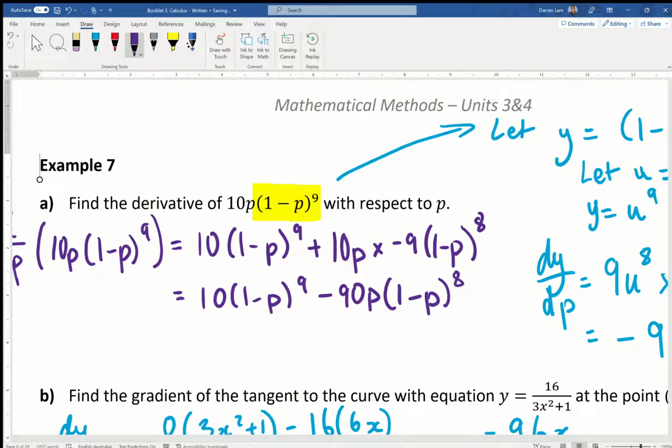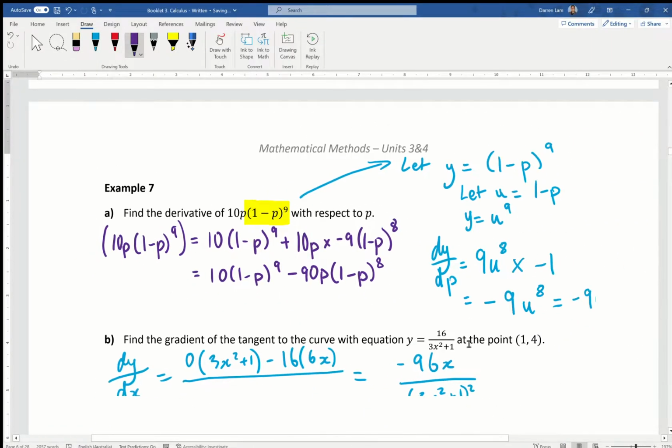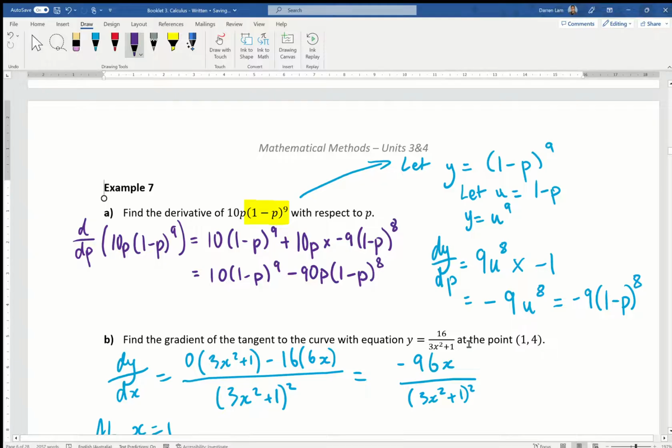That is a combination of both the product rule and the chain rule. It looks very complex right now, but again, we're going to focus on the chain rule, and once you're familiar with that, it'll be a lot easier to apply. After that, we're going to jump to example 8b.